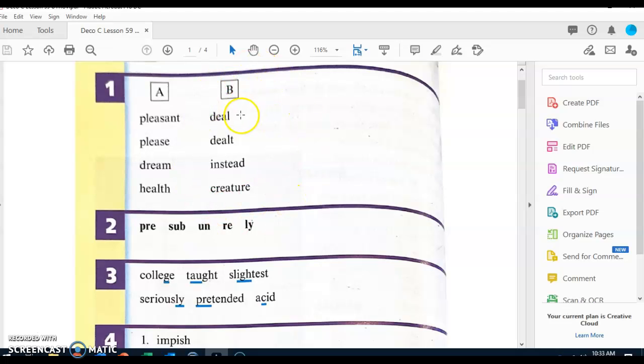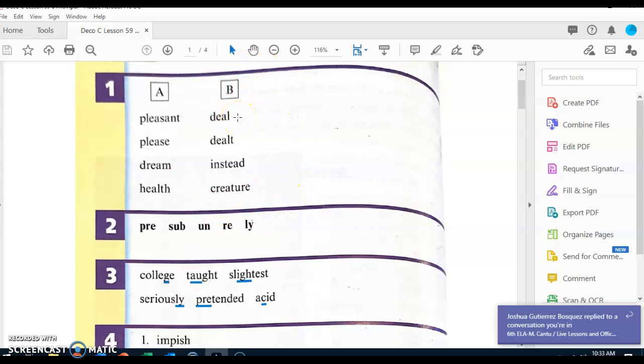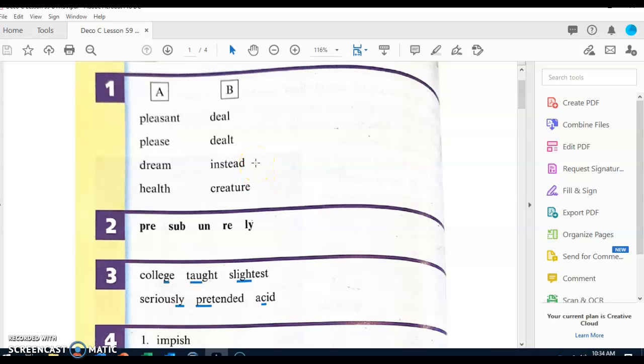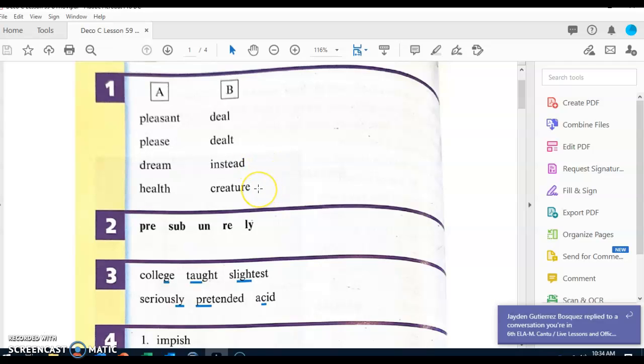Let's look at column B. First word, what word? Deal. Next word, what word? Dealt. Next word, what word? Instead. Next word, what word? Creature.